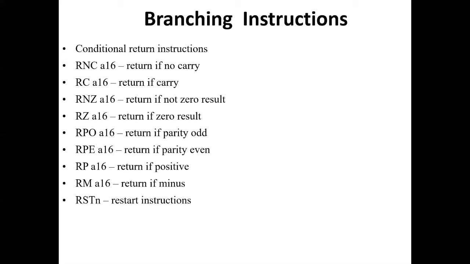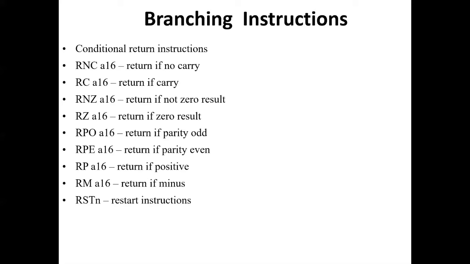Next is RZ A16. RZ is a mnemonic which stands for return if 0 result. This instruction is used to return to the main program only if result is 0, indicated by 0 flag value of 1. If 0 flag value is 0, program flow continues in the subroutine sequentially. Next is RPO A16.